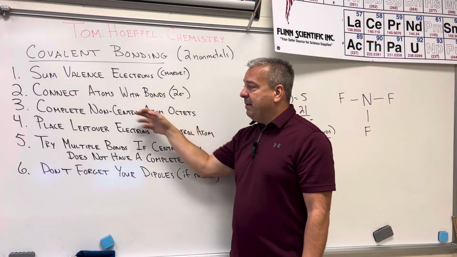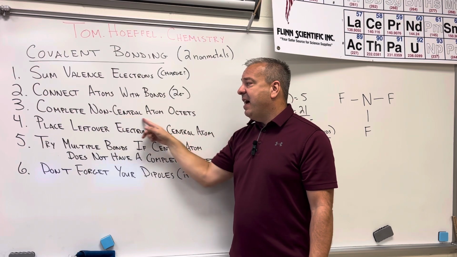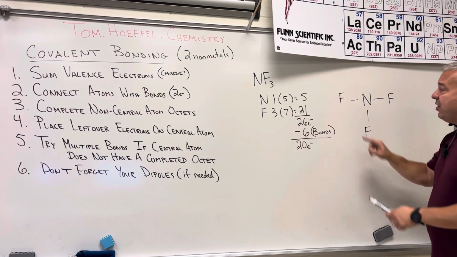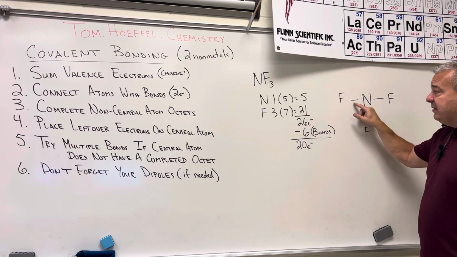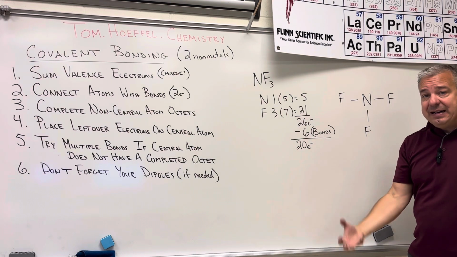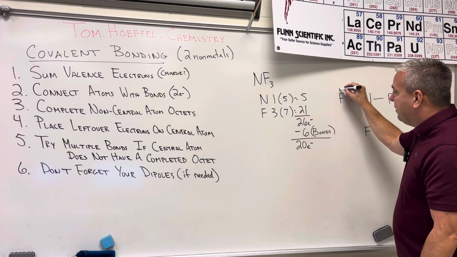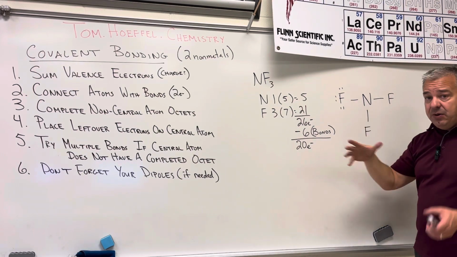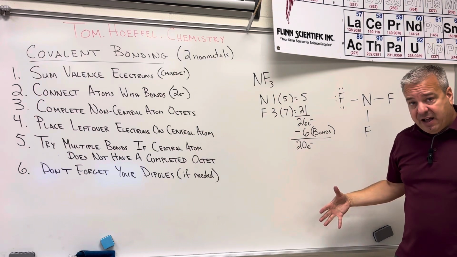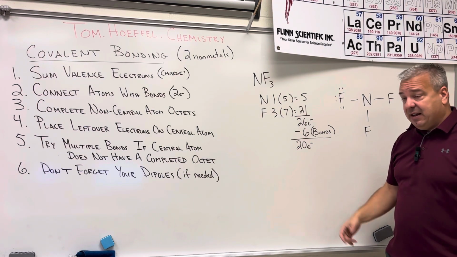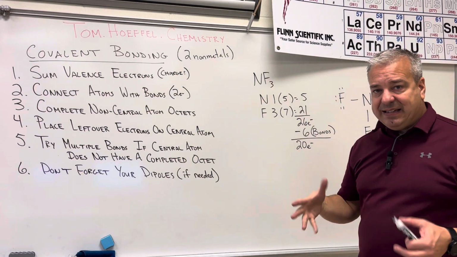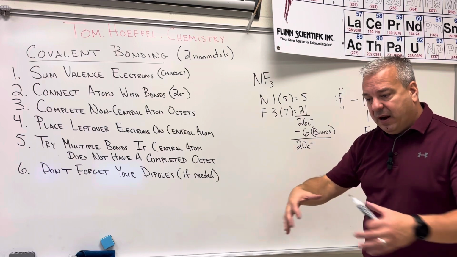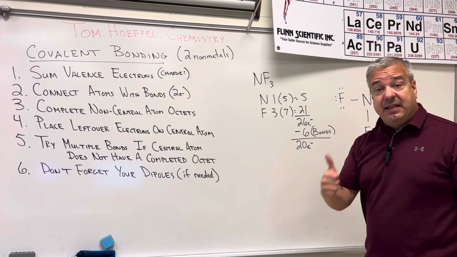Okay, the next step, step 3, says complete non-central atom octets. So the non-central atoms are going to be the fluorines. Currently, the fluorine has 2 electrons, these 2 electrons. So to complete the octet, it needs 6 more electrons. 1, 2, 3, 4, 5, 6. Plus these 2 will give fluorine a complete valence shell of 8 valence electrons. And I have this saying called 8 is great, like chocolate cake. That's when the atoms have their octets, or have their valence shell completely filled, and that's a good thing.